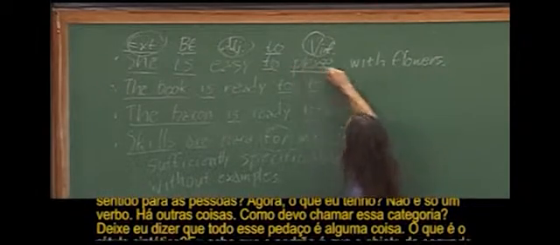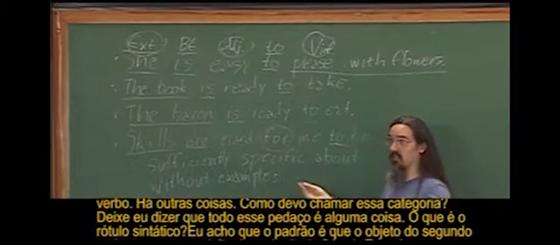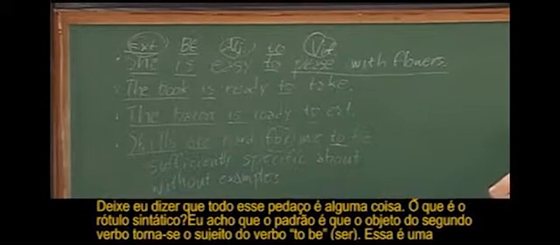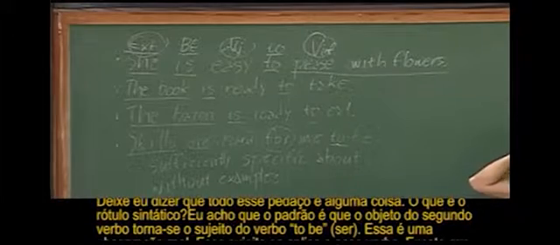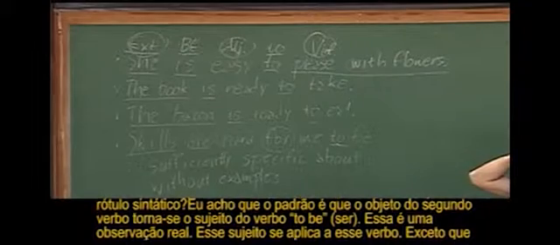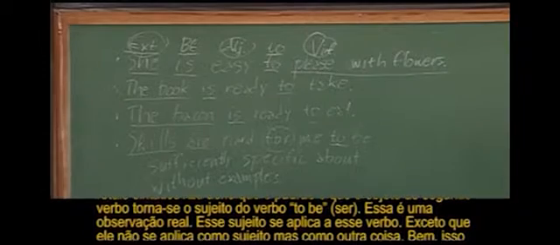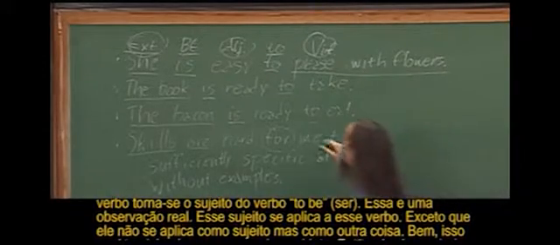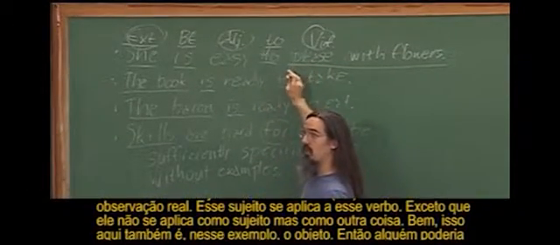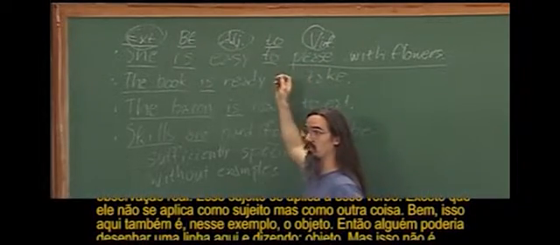Well, let me just say this whole chunk is something. What's a syntactic label? I believe that the pattern is that the object on the second verb becomes the subject to be verb. Okay, that is a true observation, that this subject applies to this verb, except that it doesn't apply as subject, right? It applies as object. So, good.